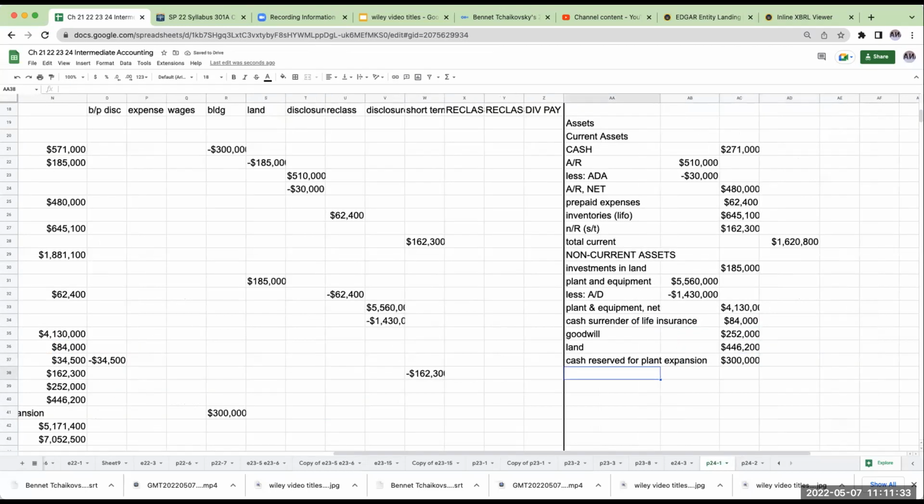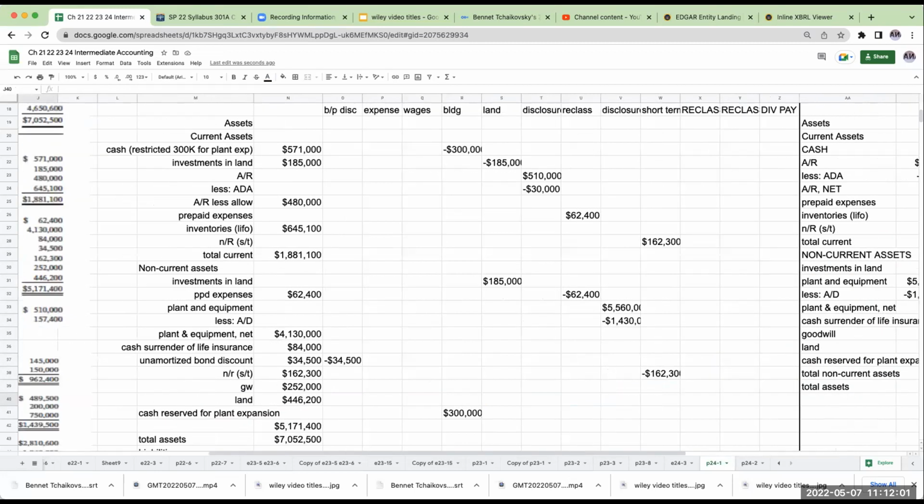We're going to have cash reserved for plant expansion of 300,000. Okay, so my total non-current assets will be... my total assets are going to be 1,628,000 plus 5,397,000, or 7,018,000. In your text, it's saying goodwill at cost. I've never seen it like that in real life. So, just take that for what it's worth.